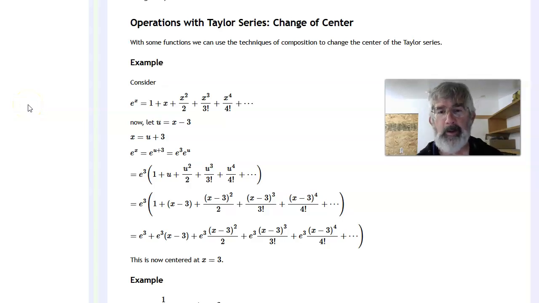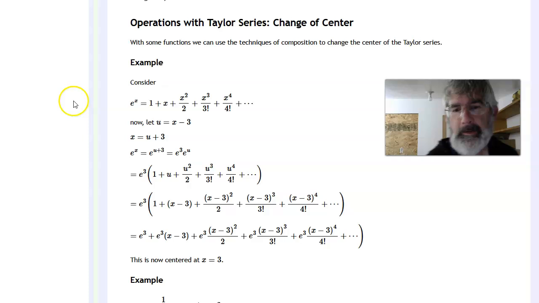All right, in this video I want to take a look at using the notion of composition with Taylor functions in order to change the center. Everything we've been working with lately has been essentially Maclaurin series, right? The center was at x equals 0. But what if I wanted to do e to the x, say, centered somewhere else? So let's see how we can do that.